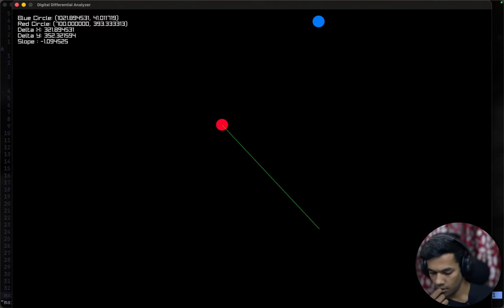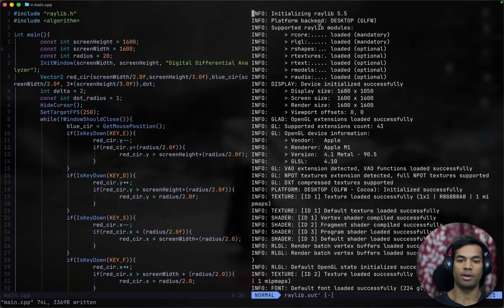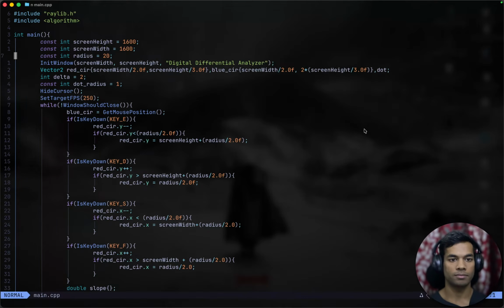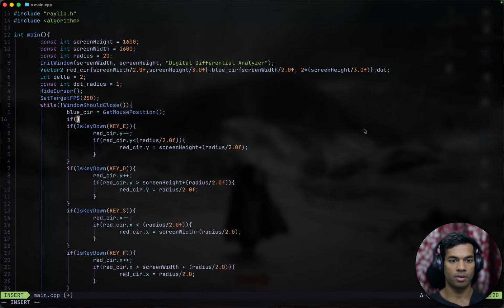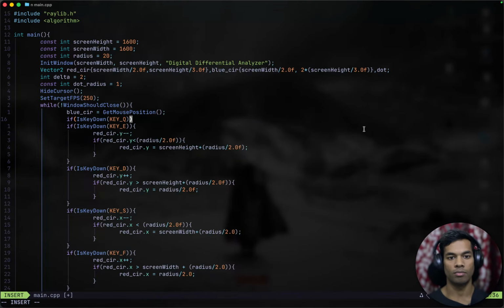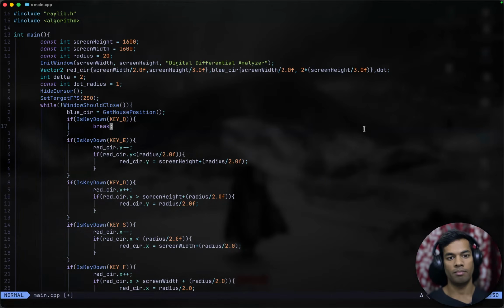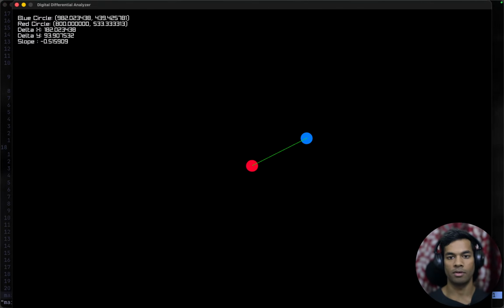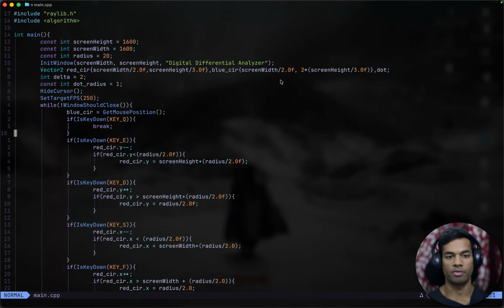Okay, we are moving correctly in the X direction, but we are not moving correctly in the Y direction here. If E is down, or Q, then break, get out of the loop. And if we press Q here, the game stops. That is cool.